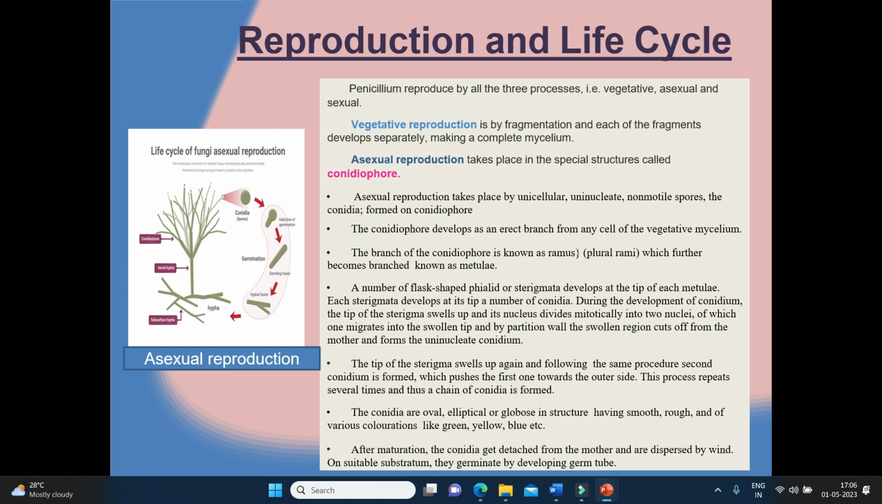A number of flask-shaped phialides, also called sterigmata, develop at the tip of each metula. Each sterigma develops at its tip a number of conidia.